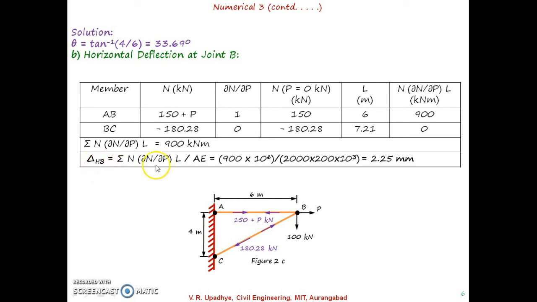Now, to go for further calculation of the horizontal deflection at joint B, delta HB will be summation n del n by del P L divided by AE. This term we have calculated, summation n del n by del P into L, that is 900 kilonewton meter. So 900 into 10 to the power 6, that is converted into Newton mm. The area of cross section for both members is given as 2000 millimeter square, so it is as it is. And the Young's modulus E is 200 gigapascal, so that is converted into megapascal, that is 200 into 10 to the power 3. If you go for the calculation of this, then the horizontal deflection at joint B is 2.25 millimeter.